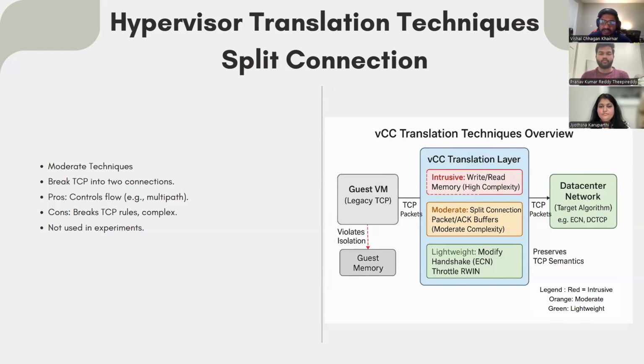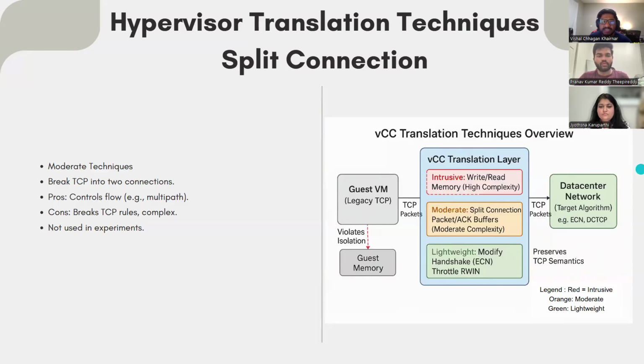The hypervisor talks to the VM one way and the network another, controlling the flow. It's great for tweaking things like multipath TCP, but splitting the connection breaks TCP's normal rules, which can mess up the apps. It's also tricky to set up. The paper skips this for a simpler solution, which we'll discuss, but it's useful in some cases.